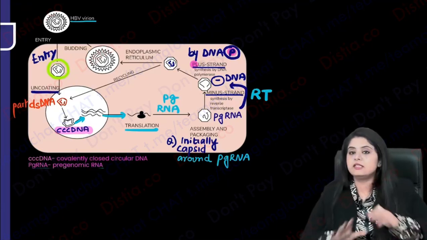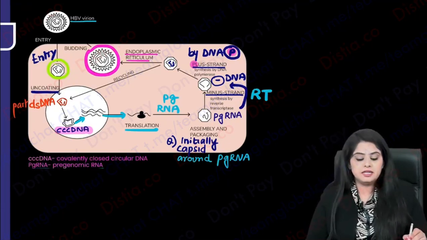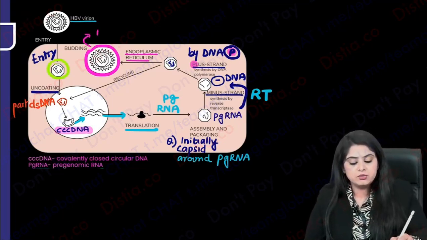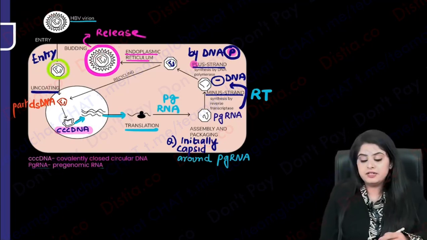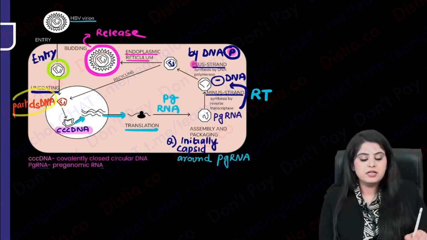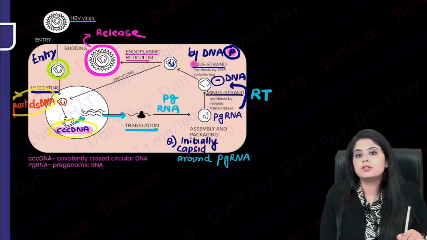And finally, itna kuch banaya, I need to assemble it and make it one virus. And that is going to happen in the endoplasmic reticulum. So I'm going to make one whole virus, and finally I am going to release it out. That is how this is different. What are the key factors where they'll ask you? Sabse pehle, what is the DNA? Partial. So I will have to close it. Covalently closed circular DNA.